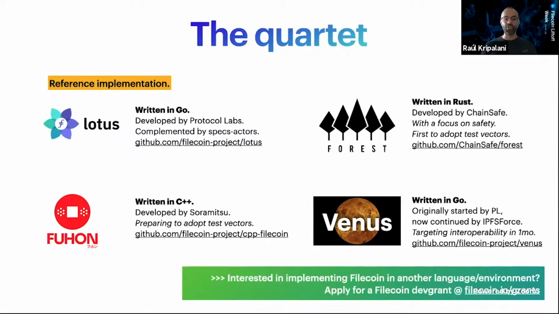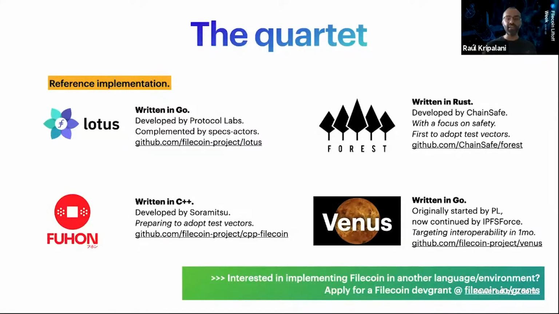There's a third implementation called Fuhan. This is developed by Soramitsu, and they are just preparing to adopt test vectors. And by the way, underneath each of these implementations, you can find a link to the repo in case you're curious to explore them. And we've got another implementation that has just joined the group.